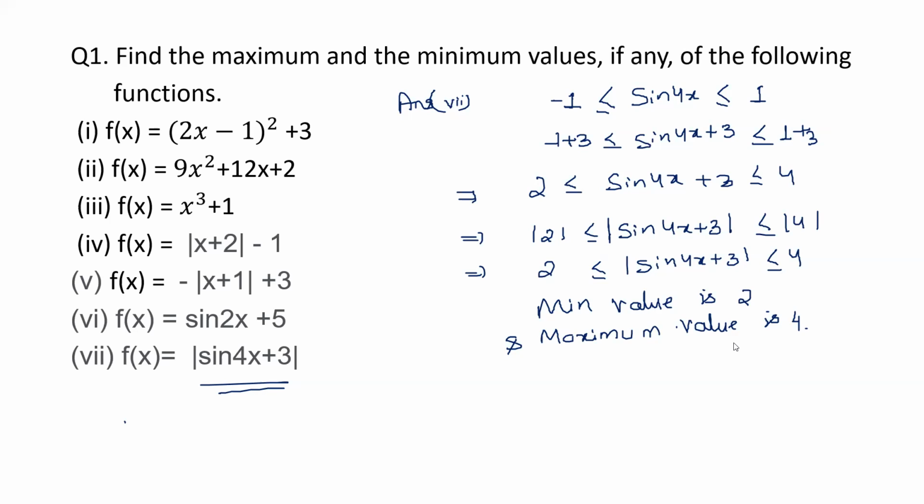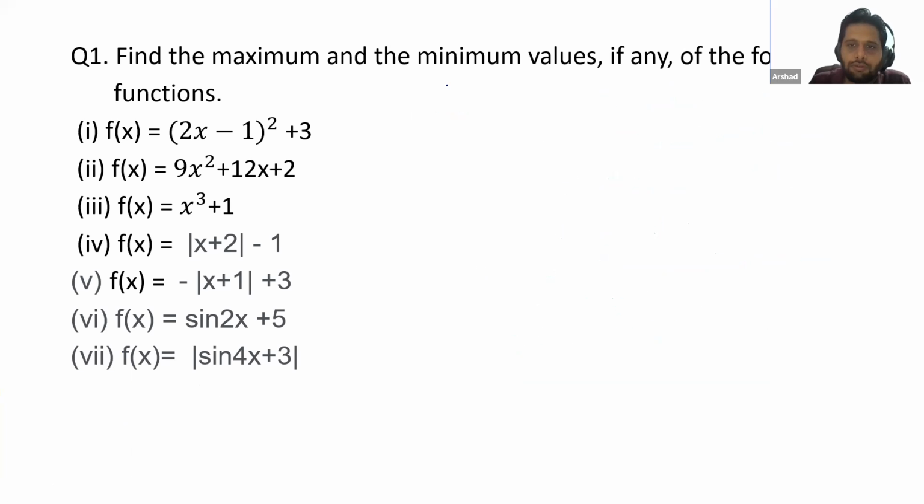Okay, Darshan, I got your message. Now, two questions are left. Please check this first question. f(x) is equal to (2x minus 1) whole square plus 3. We have this function. So first of all, we will analyze this (2x minus 1) whole square.